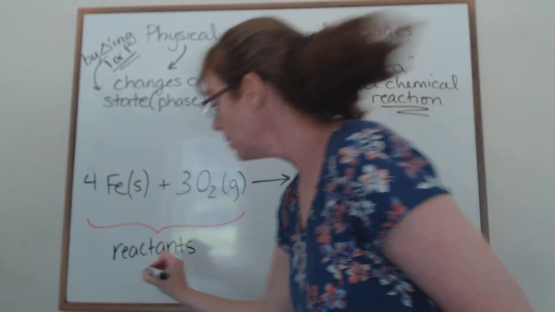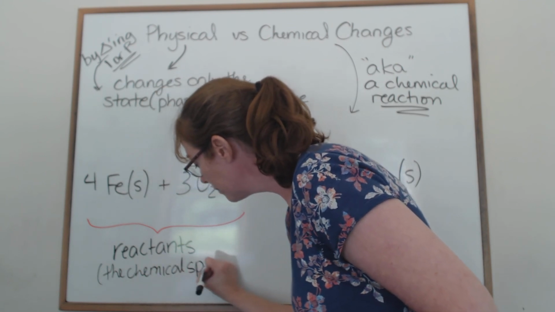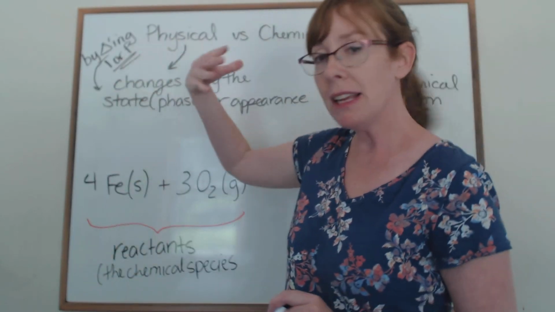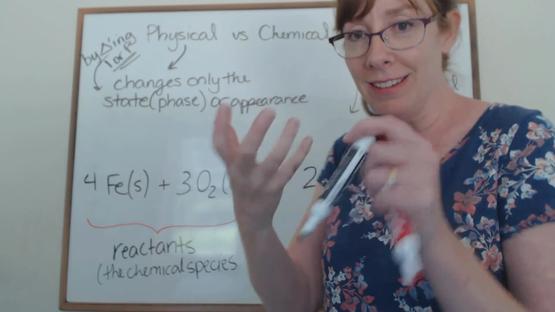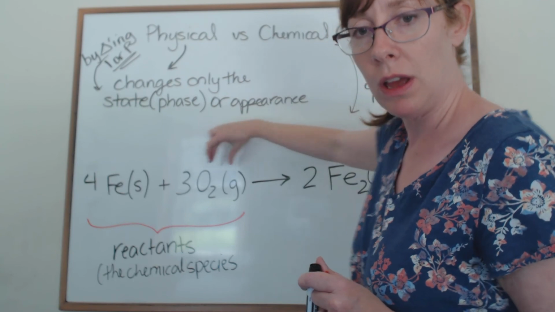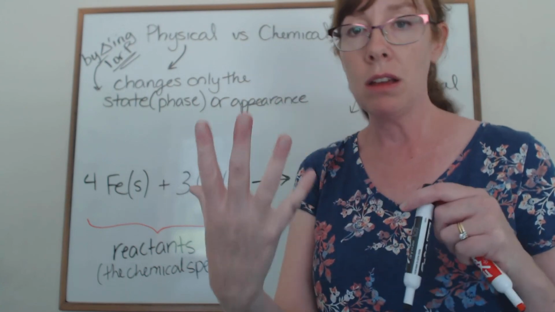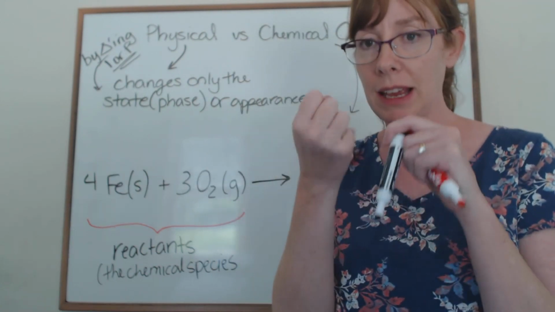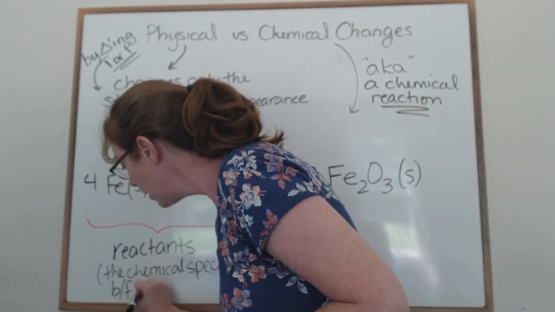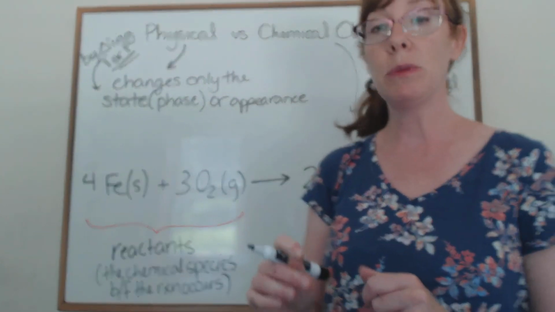Reactants are the chemical species. And by the way, we use that term species a lot. It's a good word. Basically, it's just any guy in the reaction. This is one chemical species. This is another chemical species, the O2. This is another chemical species, Fe2O3. It's just like an individual compound or element, whatever it might be, but it's a chemical species. It's like a guy in the reaction. The chemical species before the reaction occurs, those are what are called your reactants. That's what you have at the beginning.